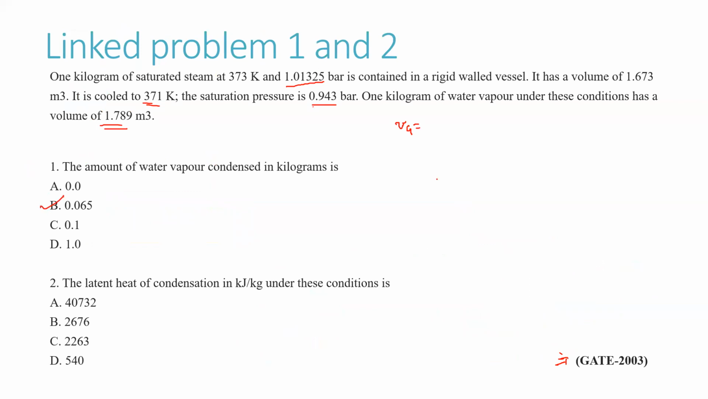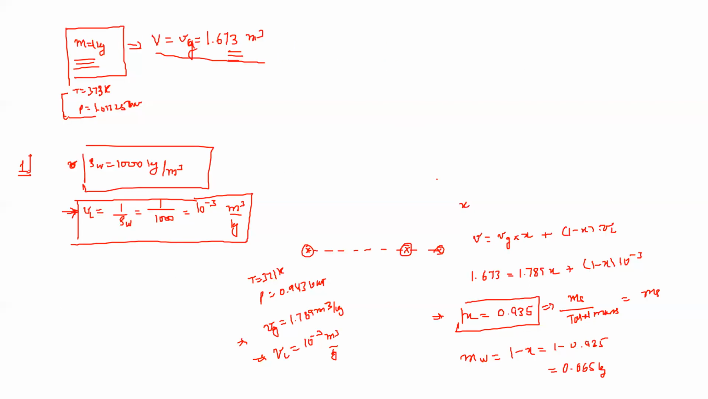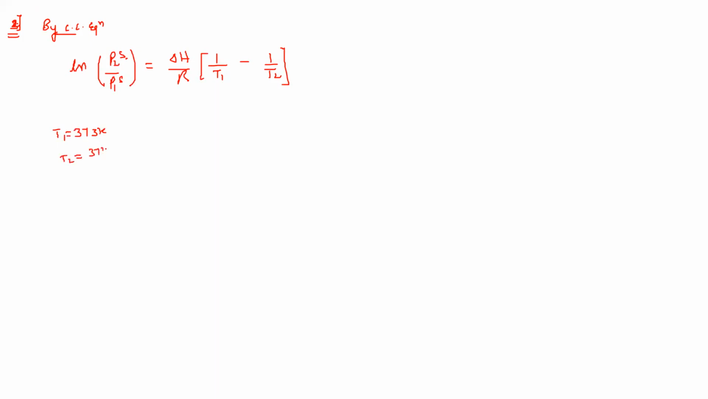Then we have to calculate the latent heat of condensation in kilojoule per kg under these conditions. So remember, for latent heat of condensation, we have to use the Clausius-Clapeyron equation, right? Whenever condensation or evaporation comes into the picture, we use the Clausius-Clapeyron equation. So by the Clausius-Clapeyron equation, we have ln(P2 saturation upon P1 saturation) equal to delta H by R times (1 upon T1 minus 1 upon T2). All right. Now T1 is 373 Kelvin, T2 is 371 Kelvin.